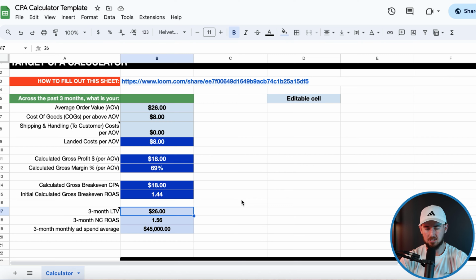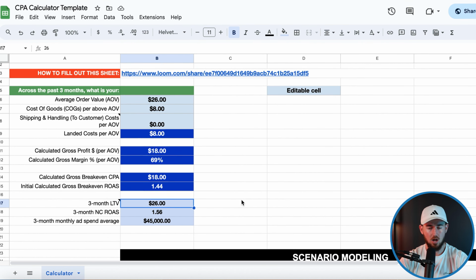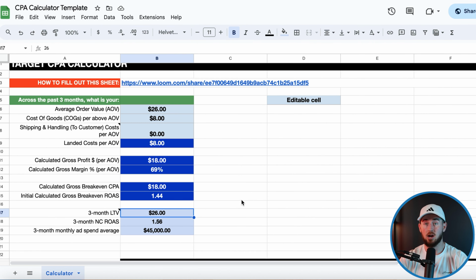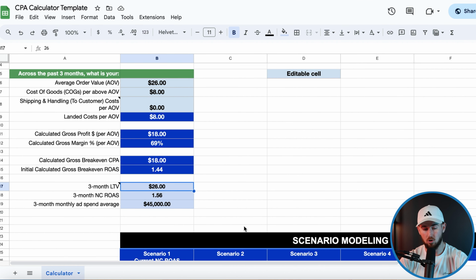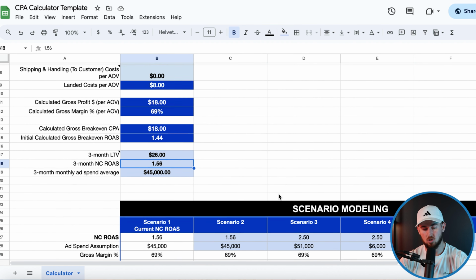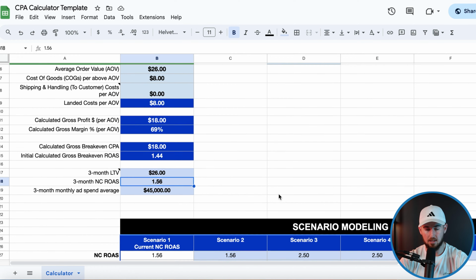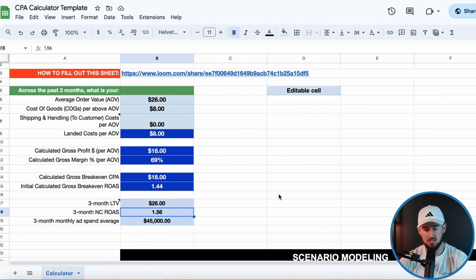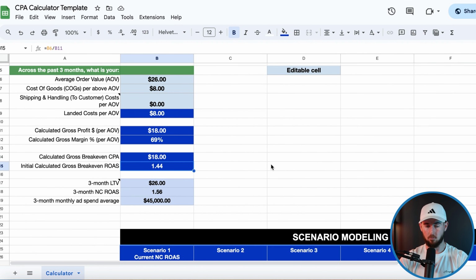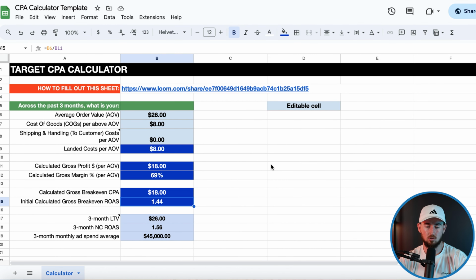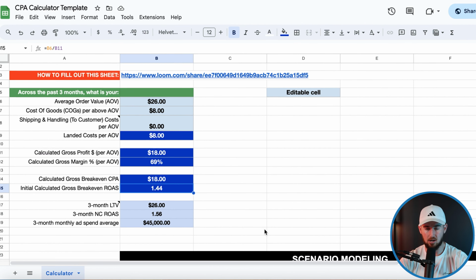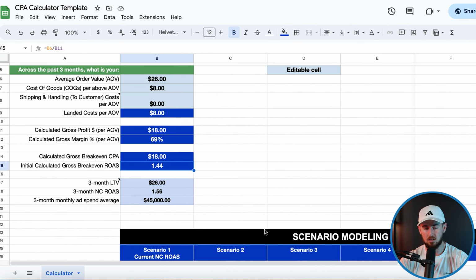Then your LTV over the last 3 months, the lifetime value of each customer. This particular brand is actually in a terrible position because they have no LTV yet, so it's going to be very hard for them to scale. You can see their 3-month new customer return on ad spend is around 1.56. So they're currently doing a 1.56 ROAS with a $26 AOV and a break-even ROAS of 1.44. We ended up not working with this particular client because these metrics look terrible.